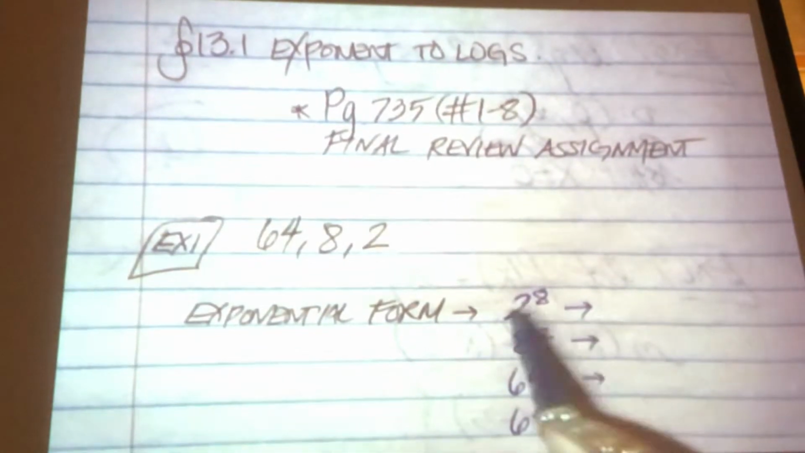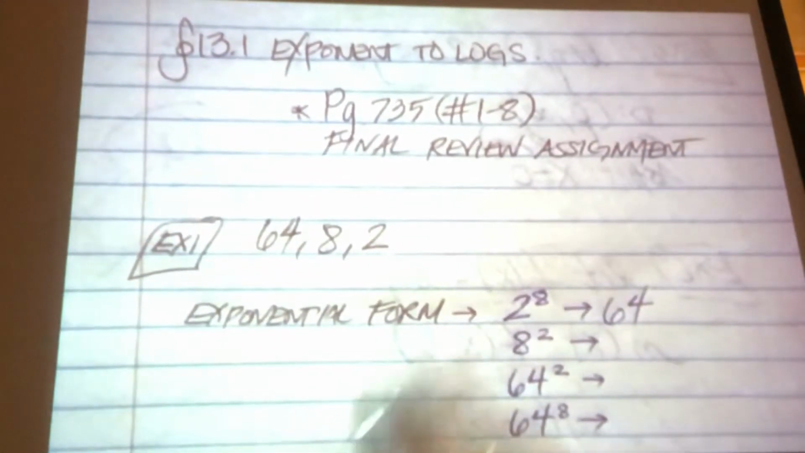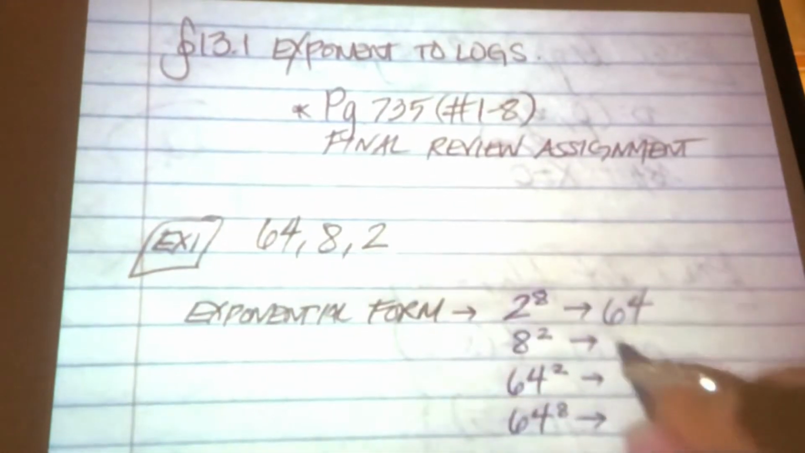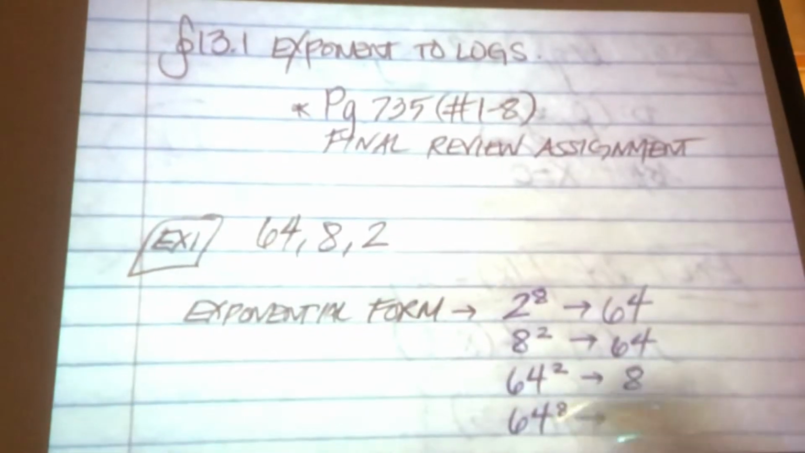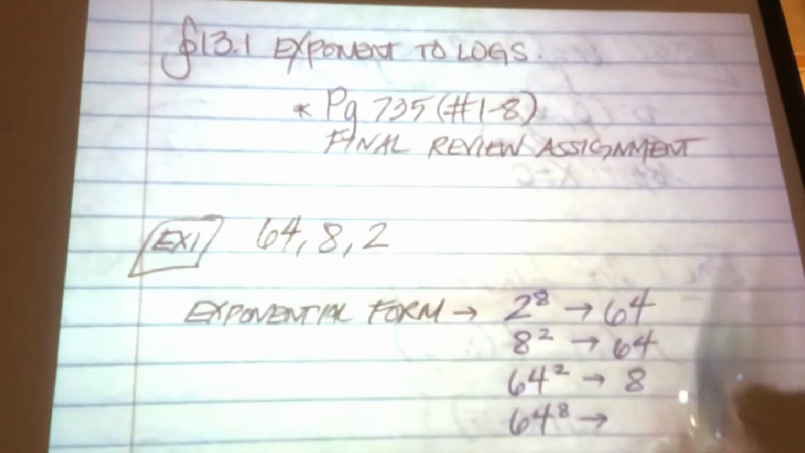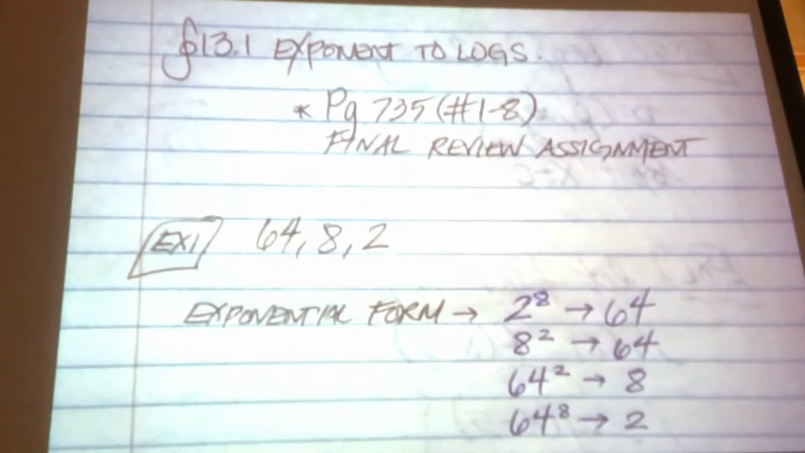So 2 to the 8th, you've already used the 2 in the 8th. Does that equal 64? 8 squared, does that equal 64? 64 squared, does that equal 8? 64 and 8 you already used, does that equal 2? And so on and so forth. You're just literally messing with the three numbers to see, when you manipulate it with an exponent, which of these forms is the actual truth? Which of these is the actual correct statement?